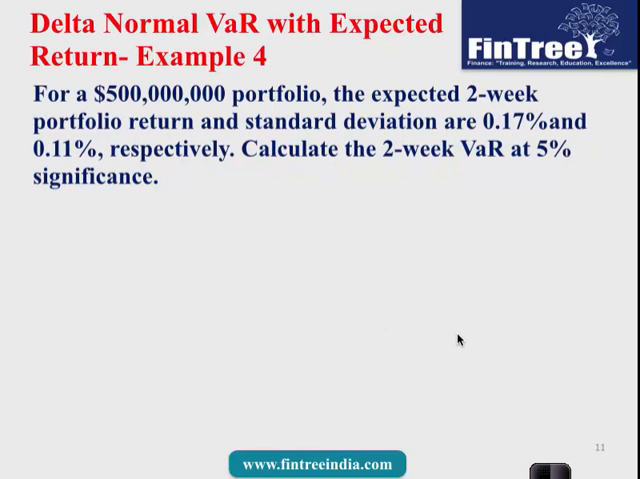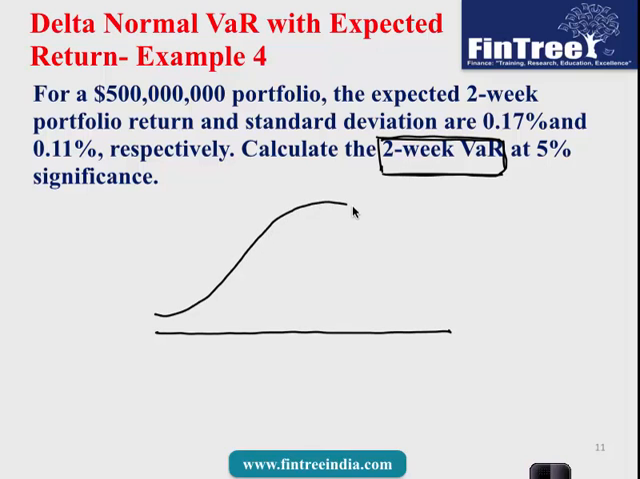Should we go ahead now? Example 4, which is slightly different now. 2-week VAR or 10-day VAR is what the Basel II norms require. So now in this case, we have expected returns as well. So we want to calculate a 5% VAR. So 5% on left, 95% on this side. Z value is 1.65 standard deviations away from the mean.